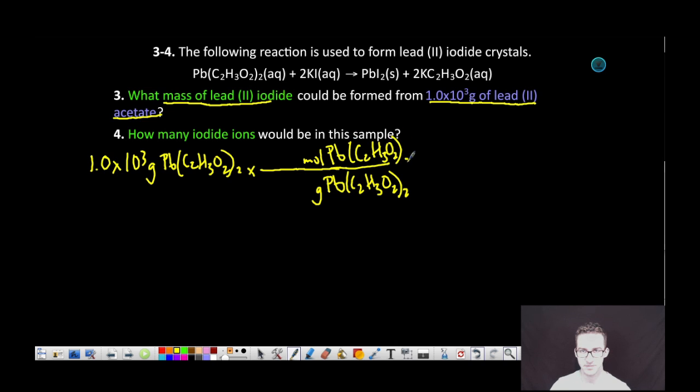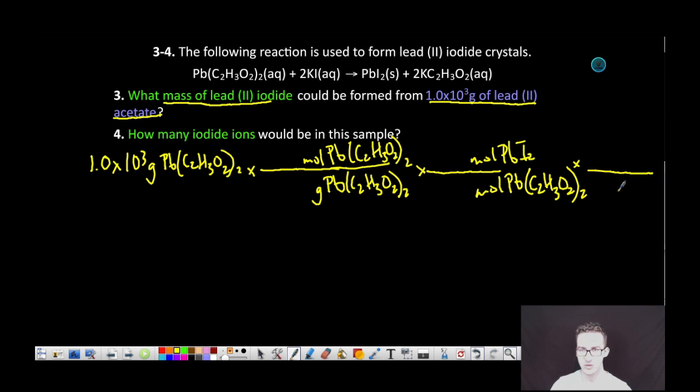C2H3O2. For number of moles of lead-2 acetate, we then want to go to moles of what we're looking for, which is the lead-2 iodide. And then from there, we want to go to moles of lead-2 iodide, to grams of lead-2 iodide. Now let me shrink this down a little bit.